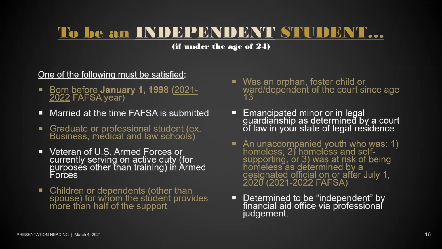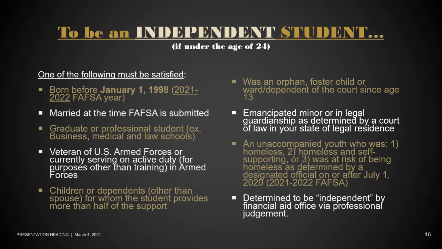The biological parent or an adoptive parent can only provide their information on the FAFSA. So if the student was raised by their grandparents, but that grandparent did not legally adopt that child, they're just in a legal guardianship, that grandparent cannot provide their information on the FAFSA. It has to be a biological parent or a parent that has adopted that child.